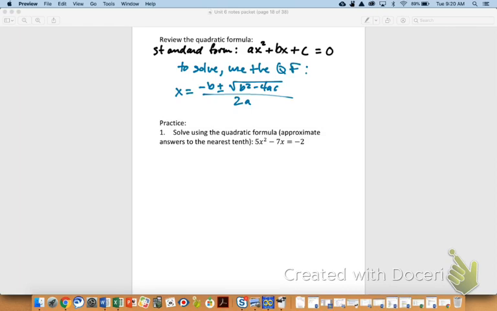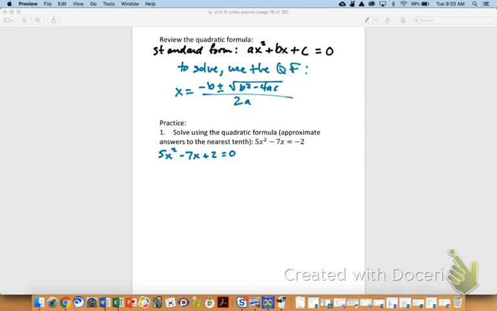Move the 2 over. Using multiplication, addition, subtraction, division? Addition, yes. So if I add the 2 over, I get 5x squared minus 7x plus 2 equals 0. So do you see how this is now in standard form?